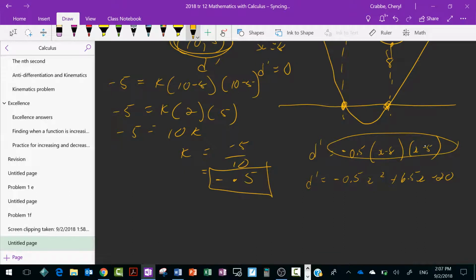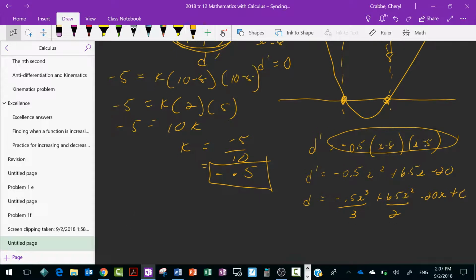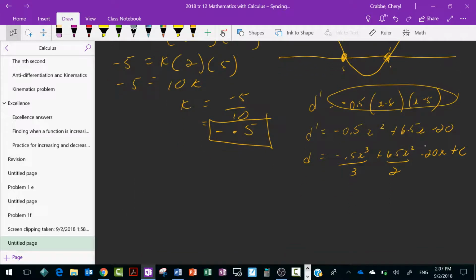So that's another step that you have to do, obviously. Now I'm going to antidifferentiate. I'm going to get negative 0.5x cubed over 3 plus 6.5x squared over 2 minus 20x plus c. It's not an easy antidifferentiation. We've got a lot of things going on, but you're going to have to be able to deal with that at an excellence level. Now, we've got a point, (10, 15), on that original graph.